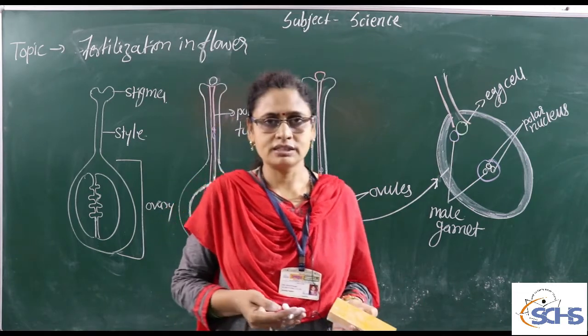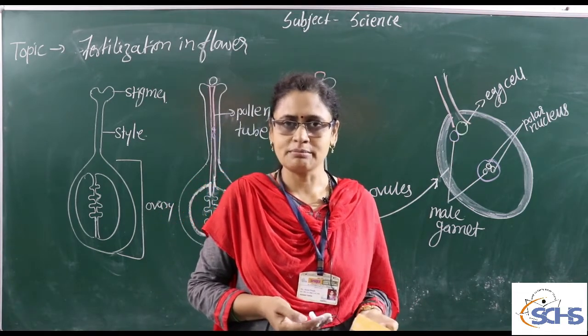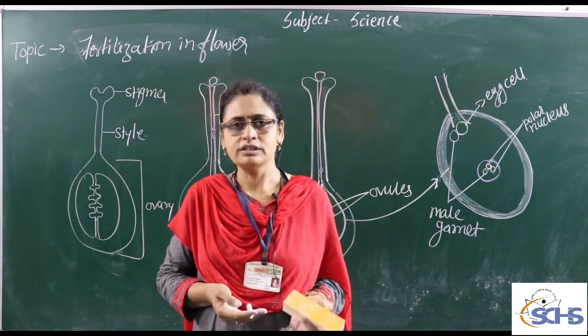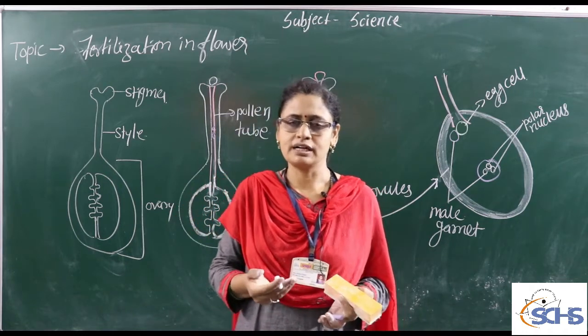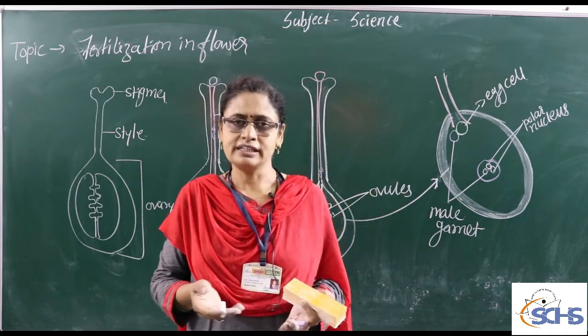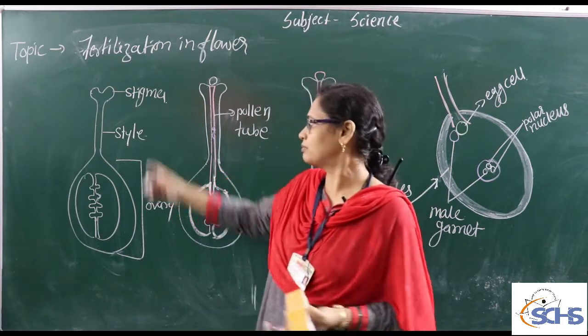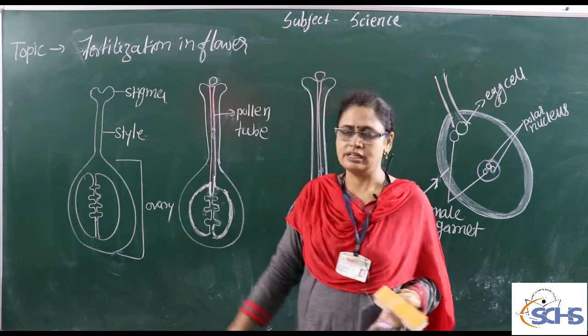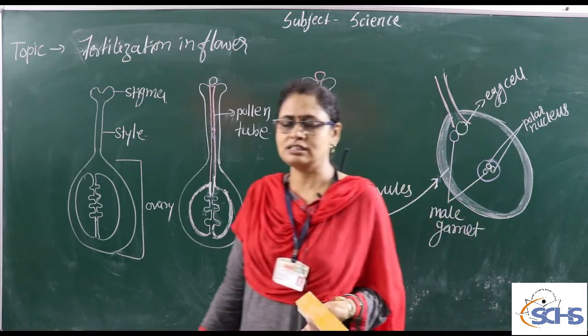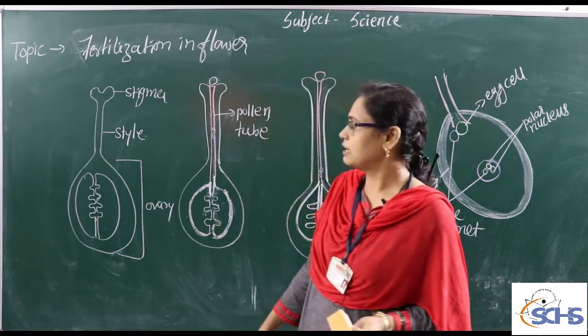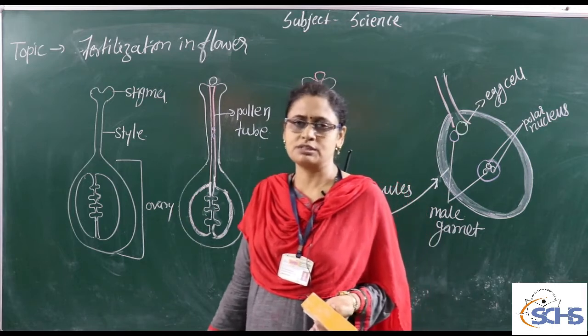The member of the androecium is known as the stamen. In the stamen, what can you find? You can find two parts, filament and anther. And in the gynoecium, the member of the gynoecium is known as a carpel, and the carpel is made up of stigma, style and ovary. Now we can see sexual reproduction in a plant, and all of you know the flower is the structural unit of sexual reproduction in plants.